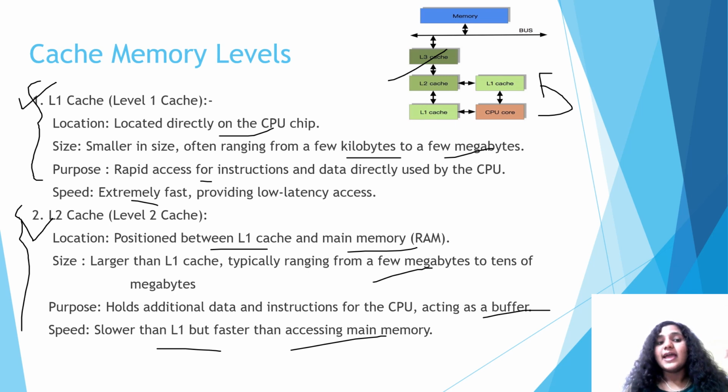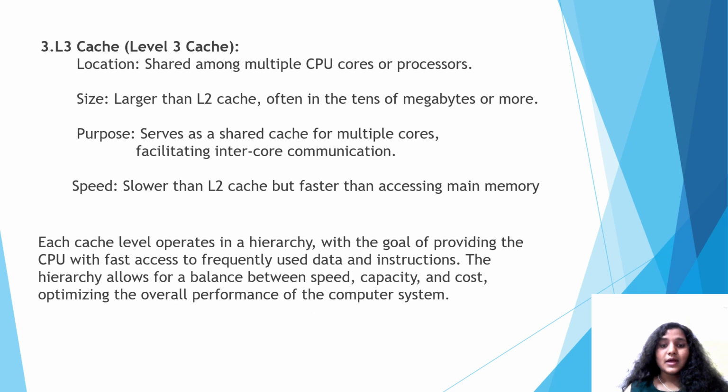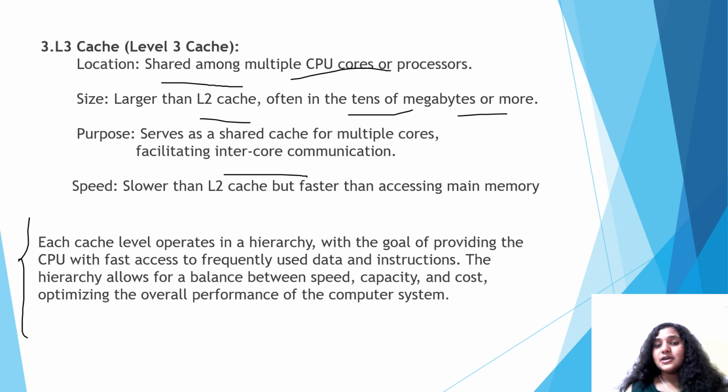Let us move on to the L3 cache level. For the level 3 cache, the location is shared among multiple CPU cores or processors. The size is larger than the L2 cache, often tens of megabytes or more. The purpose of the level 3 cache is that it serves as a shared cache for multiple cores, facilitating inter-core communication. The speed is slower than L2 cache but faster than accessing main memory. So we have seen the three levels of cache, where the location, size, purpose, and speed are all different.